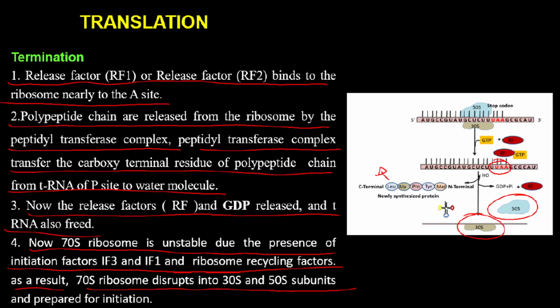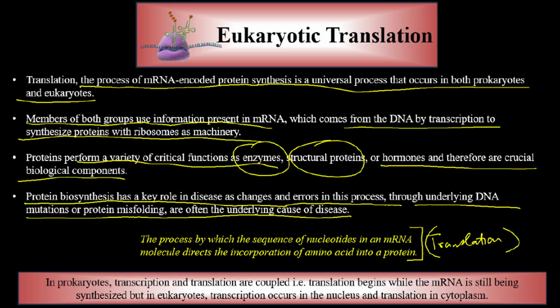Now the 70S ribosome is unstable due to the presence of initiation factors IF3 and IF1 and ribosome recycling factors. As a result, the 70S ribosome disrupts into 30S and 50S subunits and is prepared for initiation. So this is how termination happens. Now this was all about prokaryotic translation.